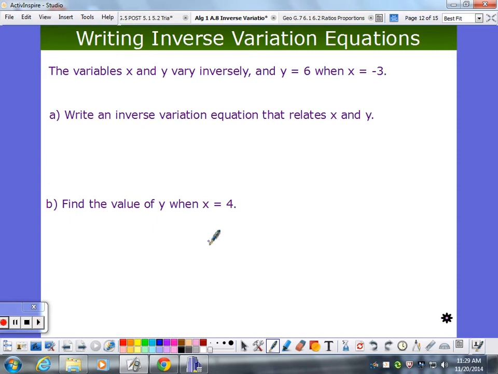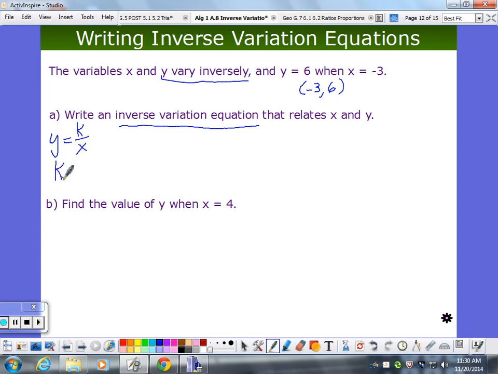Alrighty, writing these inverse variation equations. We're getting there. If x and y vary inversely, now we've got to keep track of how we're varying. You know that y equals 6, x equals negative 3. This is an ordered pair, part of the inverse variation. So how can I write an inverse variation equation that describes this situation? First thing I'm going to do is write my model. I know y equals k over x.